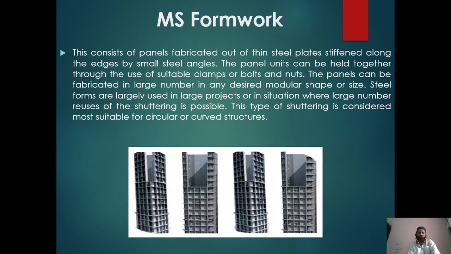Steel forms are largely used in large projects or in situations where a large number of reuses of shuttering is possible. This type of shuttering is considered most suitable for circular or curved structures. So basically, this type of MS formwork is used at those places where the construction is very high, more than 3-4 storeys or even higher, and where swift formwork is needed, one after the other casting is required. At those places, this type of formwork is very essential, as it doesn't undergo deformations and deflections as compared to timber or bamboo formwork.